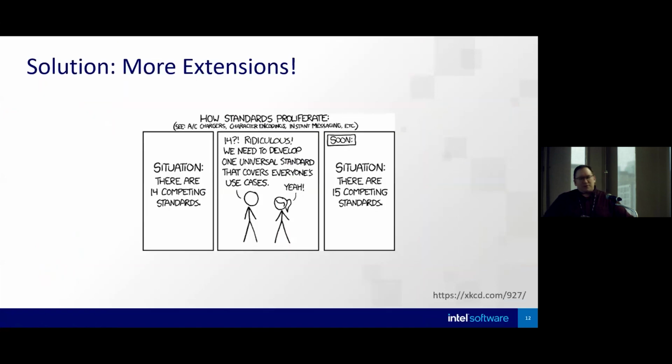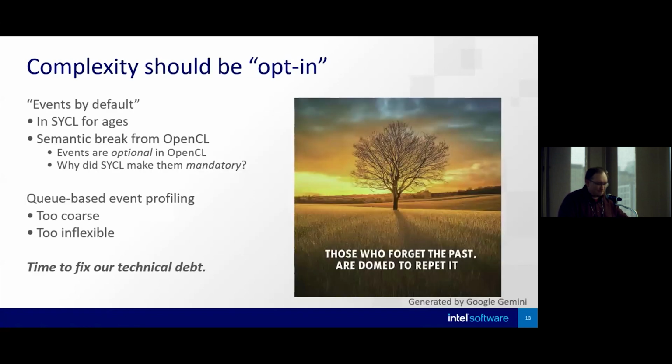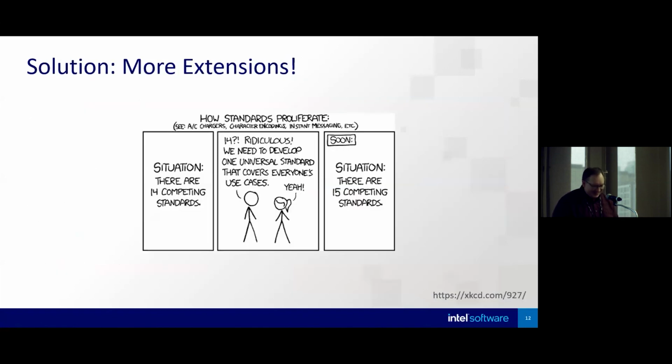So of course the solution is more extensions. Why stop with 1 when you can have 2 or 3 or 4? Yeah, that was just XKCD 927. There's luckily one for just about everything by now. And for people that disagree, see XKCD 386.